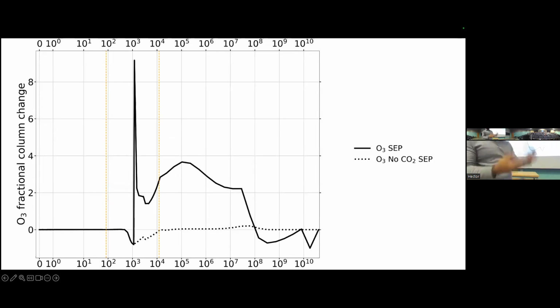When we take out CO2, the same thing happens. That stays about zero. So that means CO2 is the one affecting this production of ozone. I did the same, I took out the different types of molecules, and all of them rendered the same behavior. So CO2 was the only one that showed a zero fractional column change.